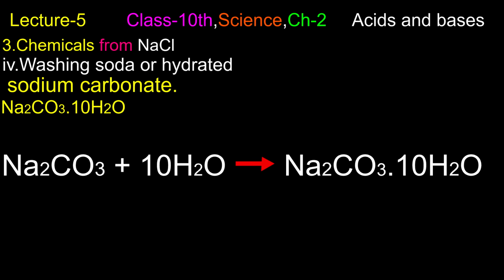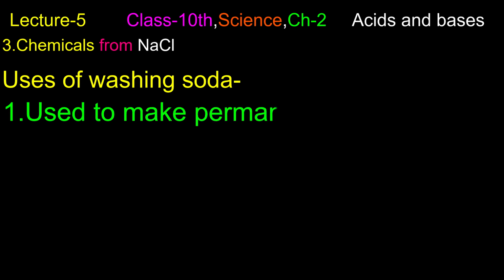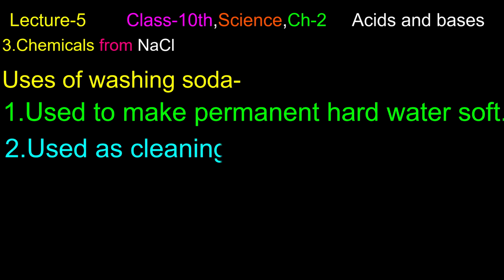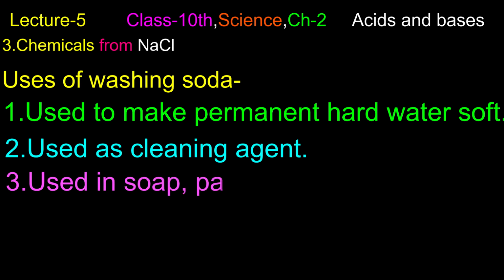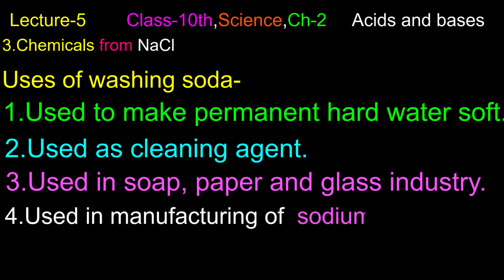The uses of washing soda are: number one, it is used to soften permanent hard water. Second, it is used as a cleaning agent. And third, it is used in soap, paper and glass industries. And fourth, it is used in manufacturing of sodium compounds.